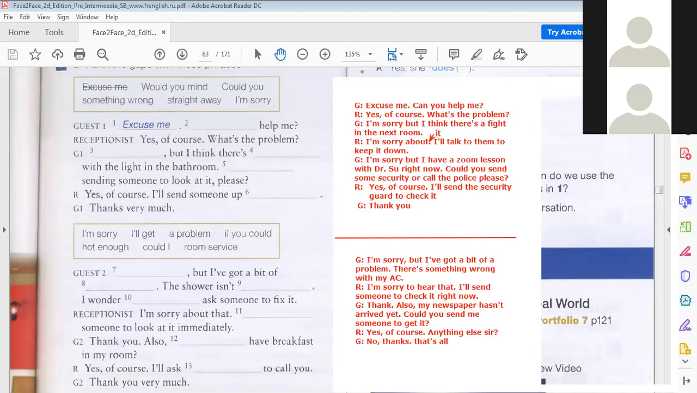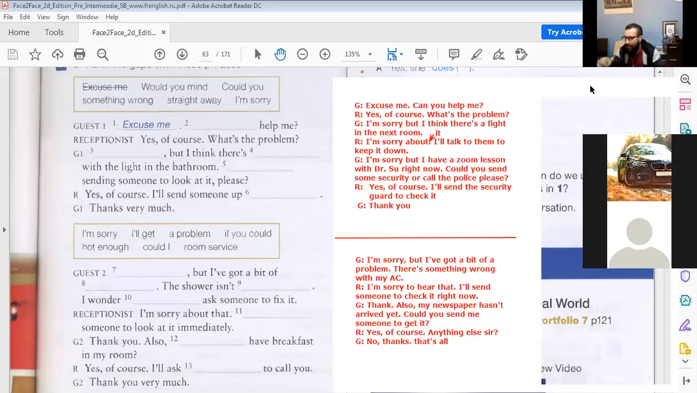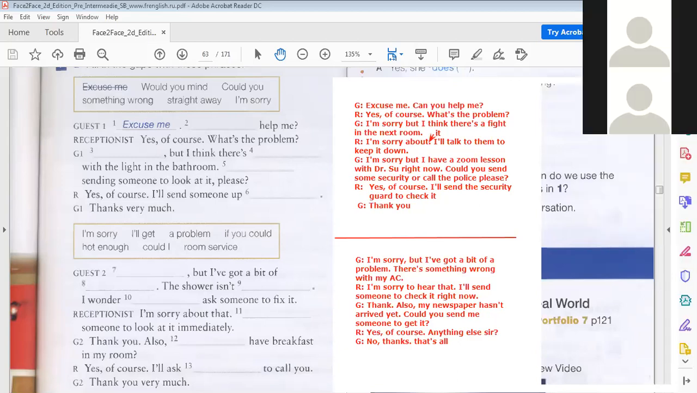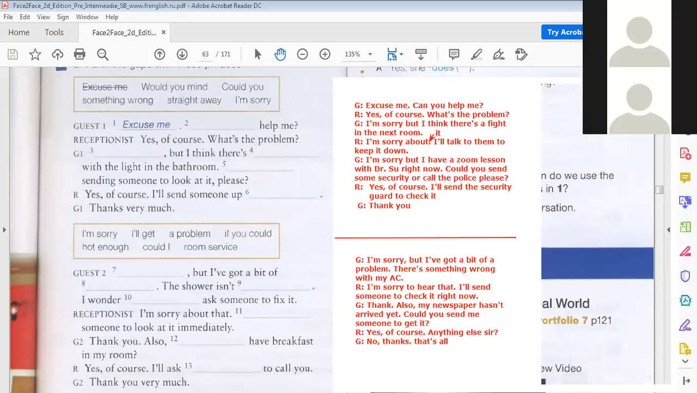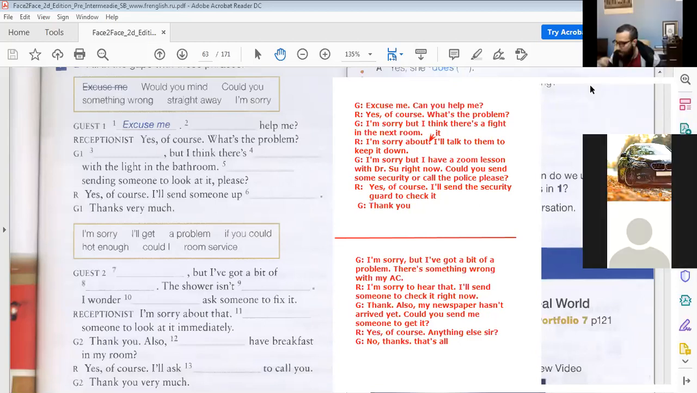Okay, let's do the second. Who'd like to do the second one? Okay, so Samiha, you could do the second one. Rashid, okay, you can be the guest or maybe the receptionist. You can be the guest, okay? And Samiha will be the receptionist.